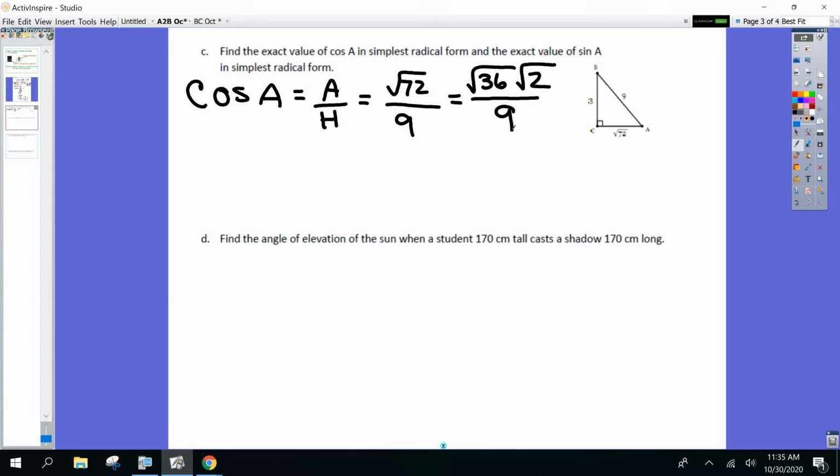Radical 36 times radical 2. Finish it now. Square root of 36 is 6. Radical 2 over 9.